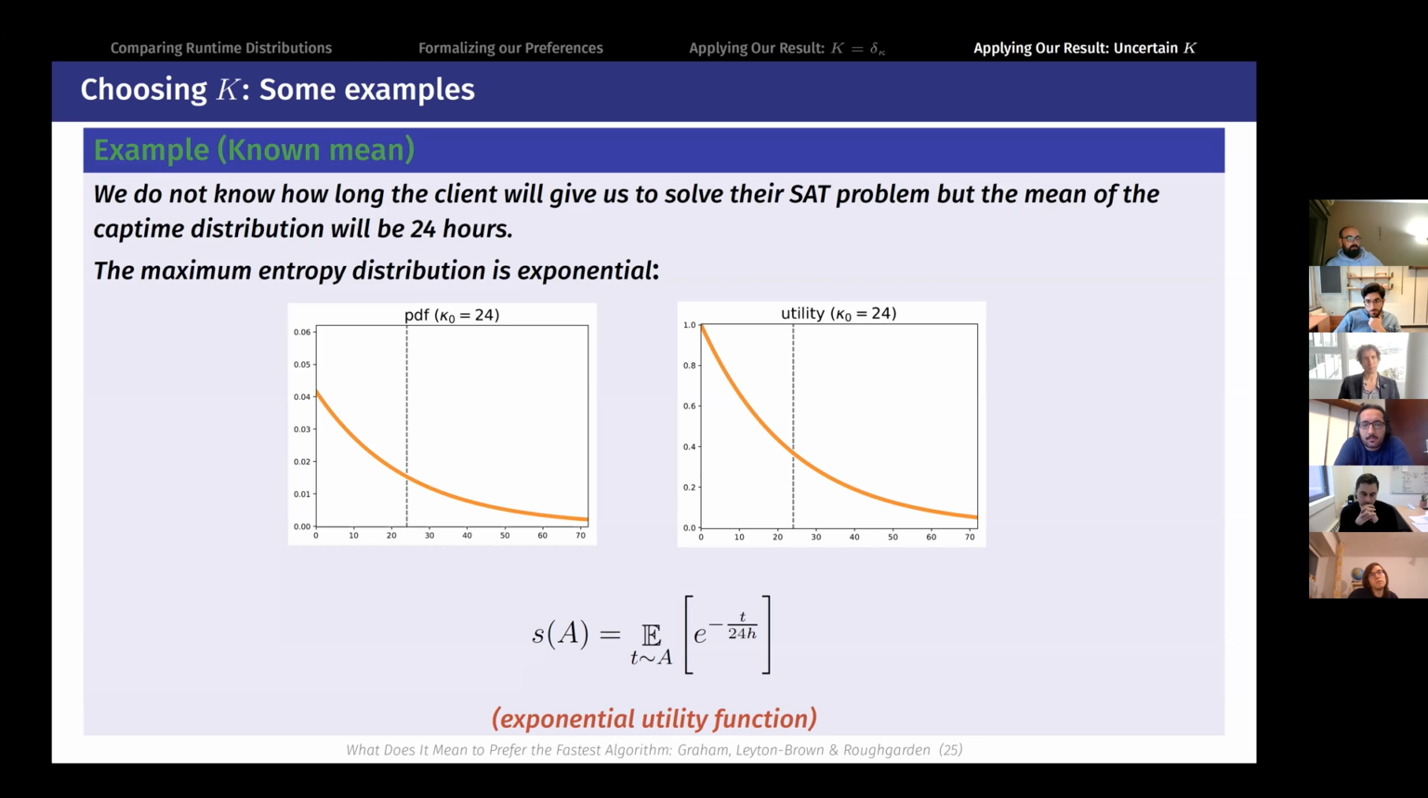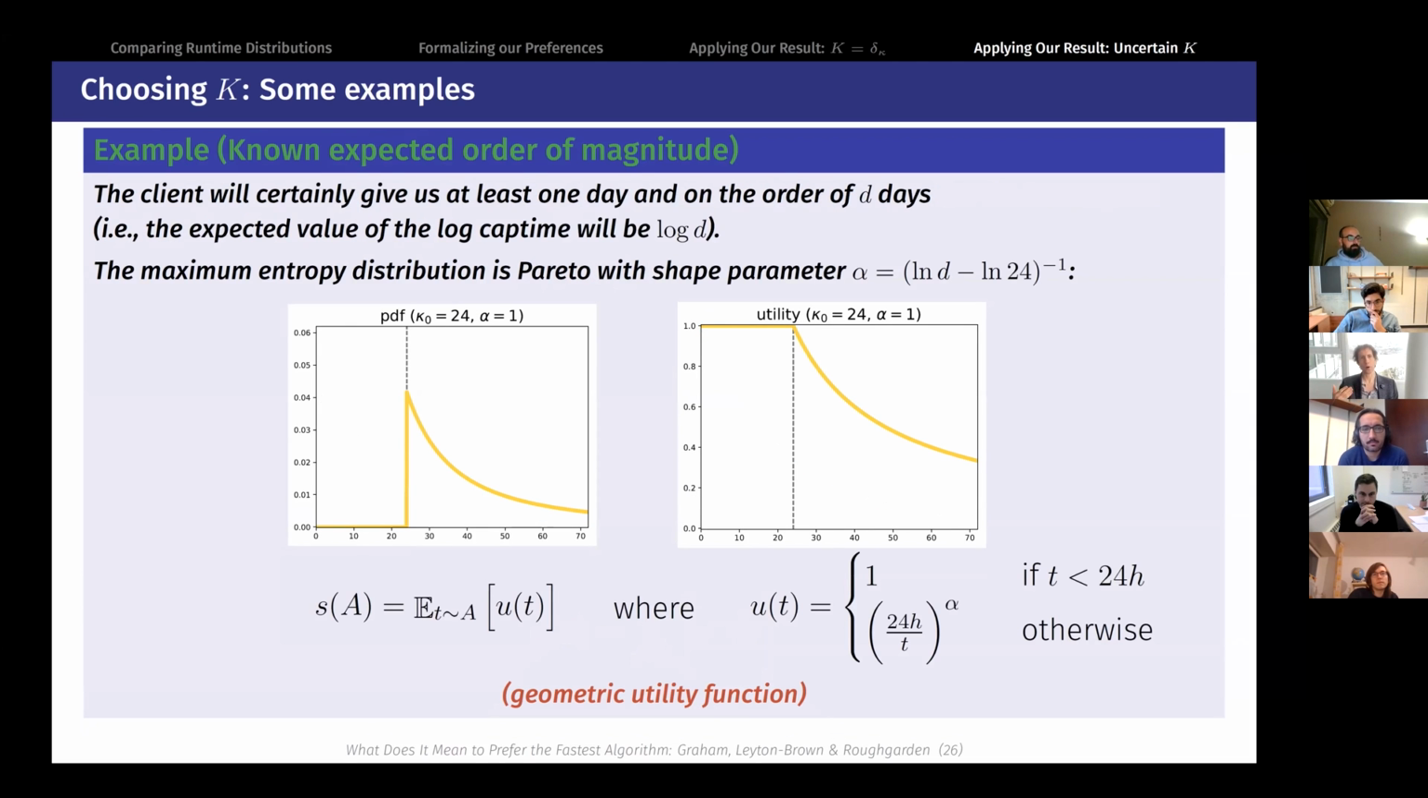In that case, the maximum entropy distribution is an exponential, and that induces this utility function that I'm showing here. Or maybe I know the expected order of magnitude of the cap time distribution. What if I said the client is definitely going to give me at least 1 day, and the amount of time they give me is going to be on the order of d days. In other words, the expected value of the log cap time is going to be log d. In that case, the maximum entropy distribution is Pareto with this shape parameter given here. So my PDF says, for sure, you've got at least 1 day, and then you've got a Pareto distribution.